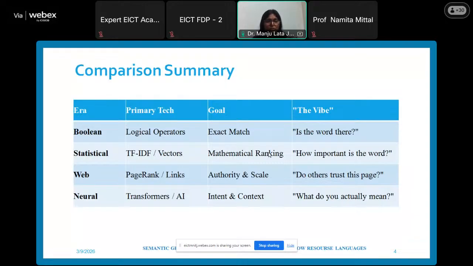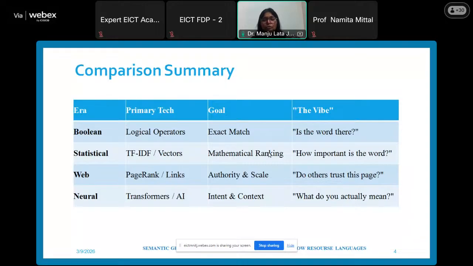The second generation was statistical and TF-IDF. Mathematical ranking, how important the word is, whereas in the case of Boolean, only word matching was done. If the exact phrase is there, then the document will be retrieved. Otherwise, no. In the statistical case, not only will the document be retrieved, but it will also give a rank to the documents retrieved.